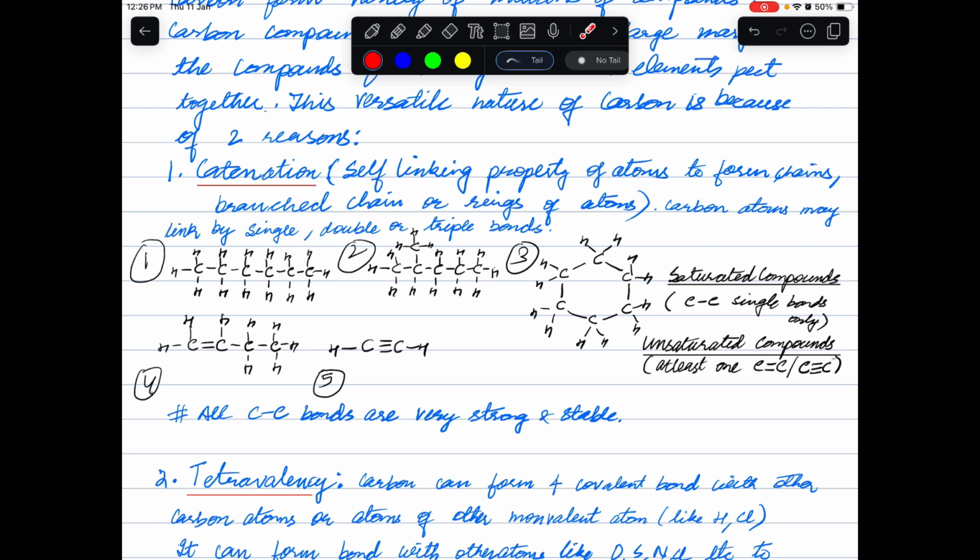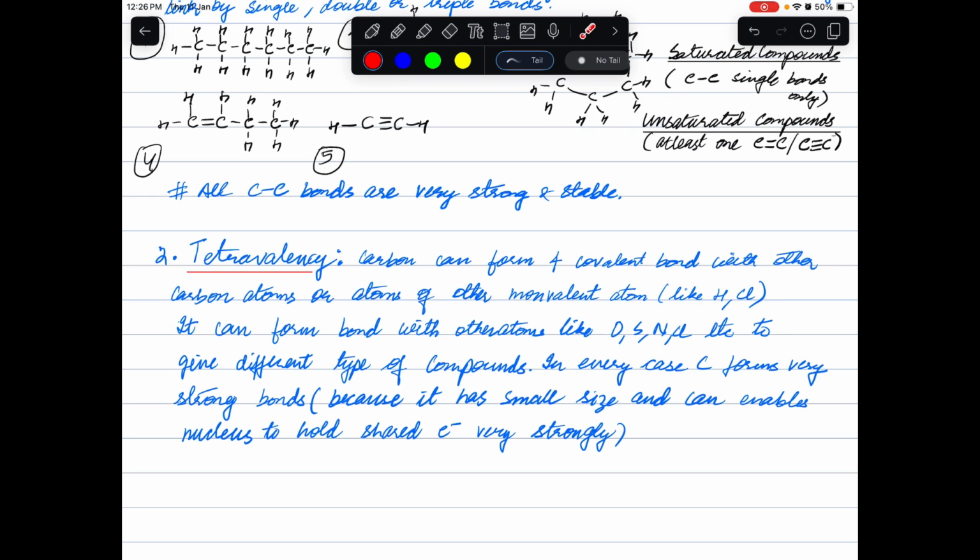Remember, when all bonds are single, it is saturated. But if at least one is double or triple, so in addition to double or triple, we can have single bonds also. Fine. But even if one double is there or one triple is there, then it is called unsaturated hydrocarbon. So, these two are the examples of unsaturated hydrocarbon. Now, in all these cases, whether carbon forms saturated or unsaturated compound, it forms straight chain, branch chain or ring, whatever is the molecule carbon is forming, all carbon-carbon bonds are very strong and they are very stable.